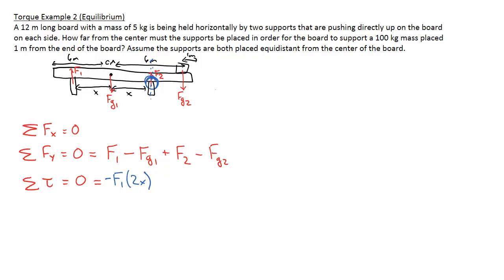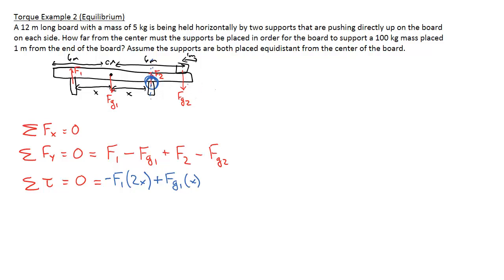We have Fg1 over here, and Fg1 is a distance x away, so Fg1 times x. Now we just need to figure out, is that going to be positive or negative? Well, it would cause a counterclockwise rotation, so that's a positive torque. And then we don't have anything with the second support over here because it's on the axis of rotation, so its distance is 0 away, so that won't apply.